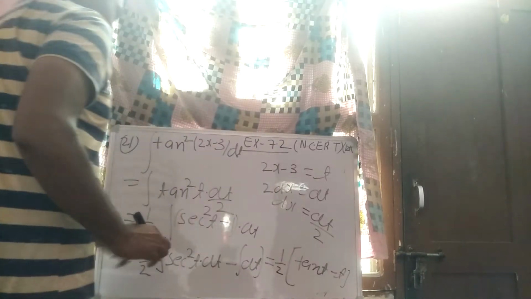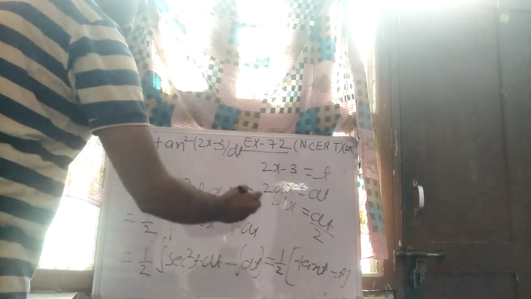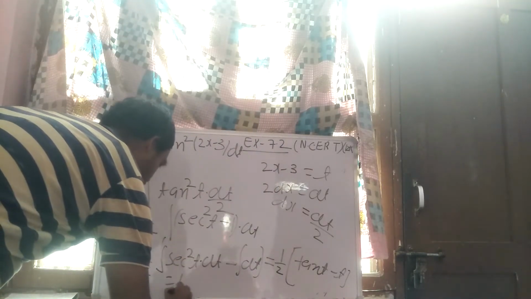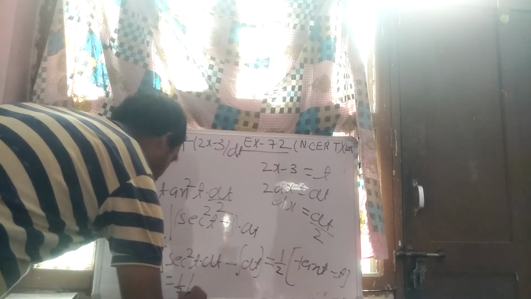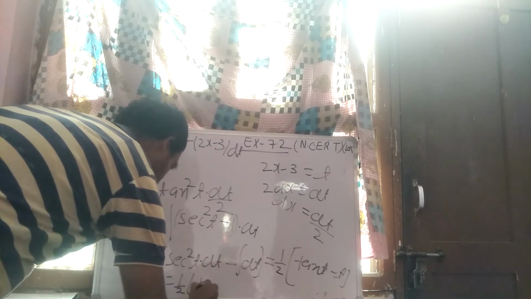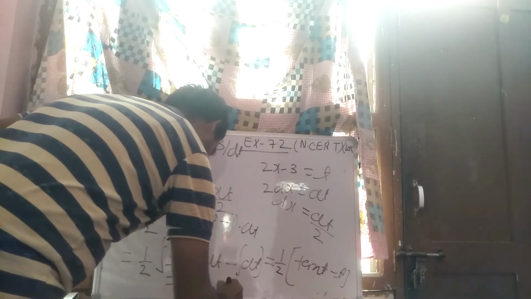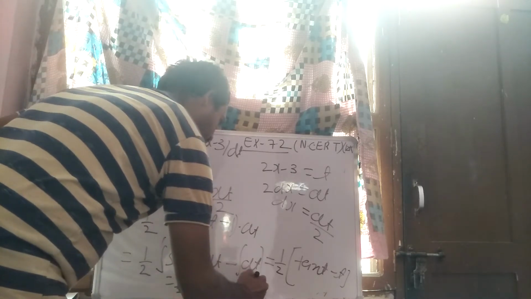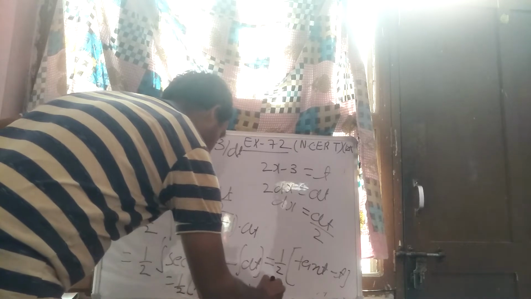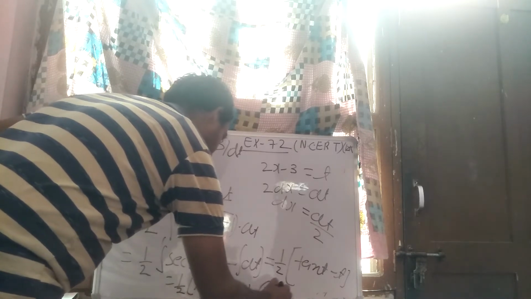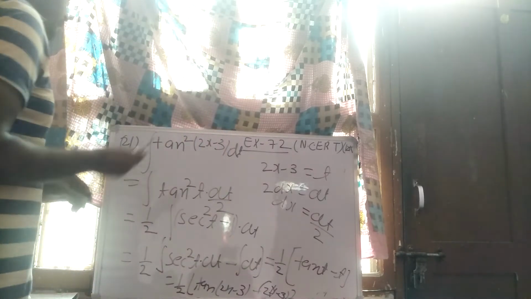And last we have to put the value of t. So we write here 1 upon 2 tan, what is t? So (2x minus 3), and minus (2x minus 3). This is the complete solution, and we have to explain.